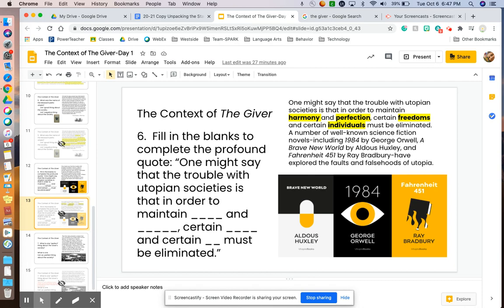Even you could talk about wearing masks. We're trying to create a utopian society and we don't want everyone to get sick and die. So we're trying to tell you to wear masks, but that's also eliminating some of your freedom. So which is more important, society or individual? So that's going to be a very important theme as we read this story.